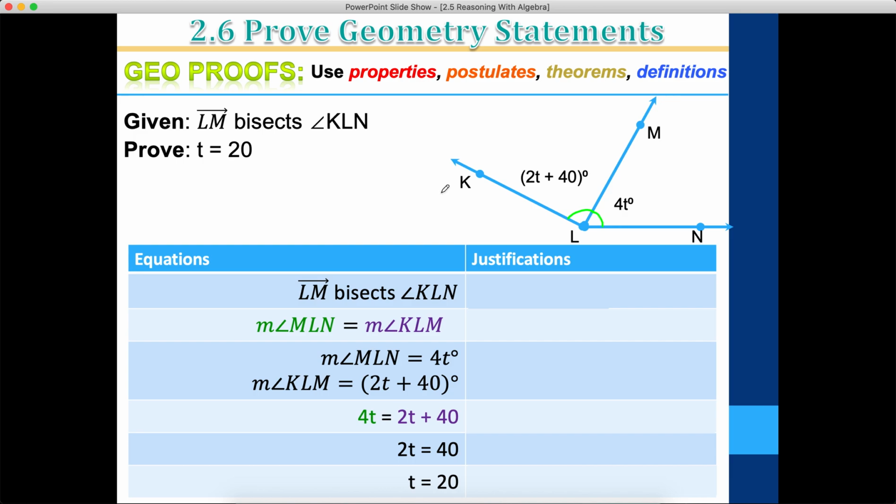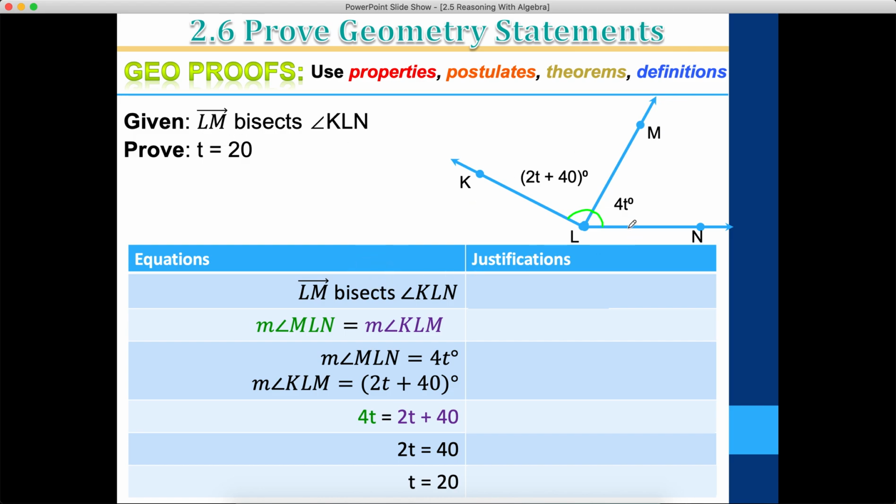then we have to go a little bit deep into our set of geometric knowledge here, and this might include properties and postulates and formulas and theorems and definitions as well. So here I kind of filled out what our steps might look like. We might start with the notion that LM bisects angle KLN, because we're told so, that's our given.